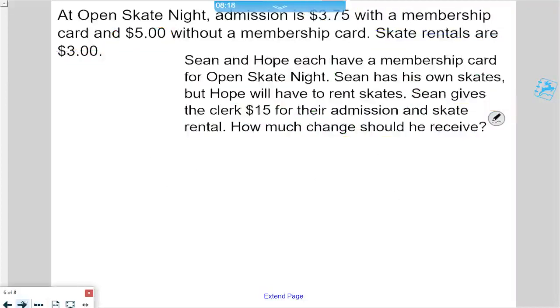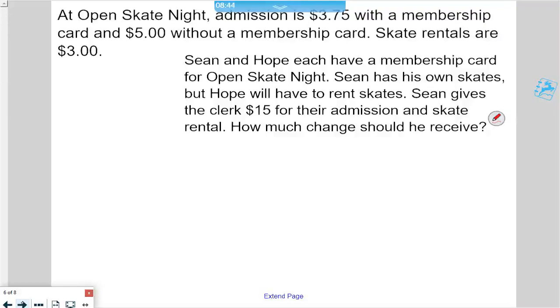All right, an open skate night again. Admission is $3.75 with a membership card, $5 without a membership card, and skate rentals are $3. So this time, Sean and Hope are going to go skating. Each of them has a membership card for open skate night. Sean has his own skates, but Hope will have to rent skates. Sean gives the clerk $15 for their admission and skate rental. How much change should he get?